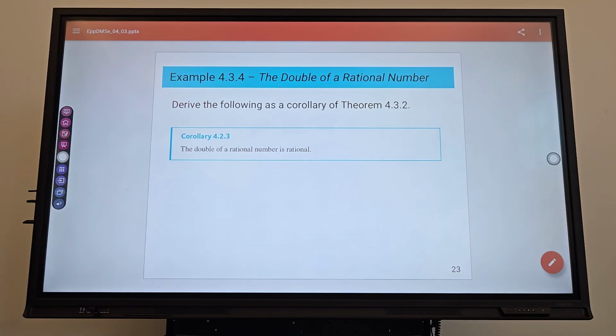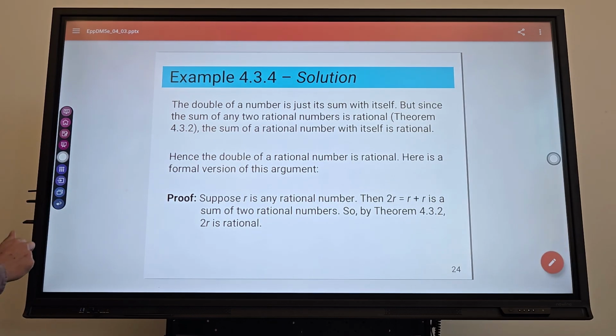Derive the following corollary of Theorem 4.3.2: the double of a rational number is rational. The double of a number is just its sum with itself. But since the sum of any two rational numbers is rational, the sum of a rational number with itself is rational. Hence, the double of a rational number is rational. And you can say it in this little 3-sentence proof.